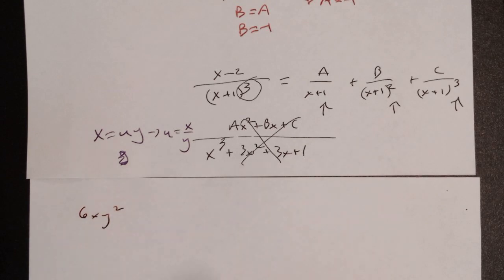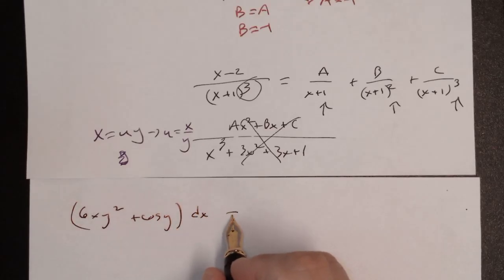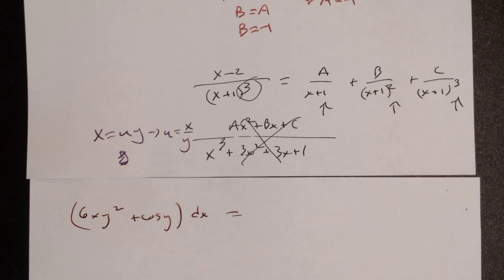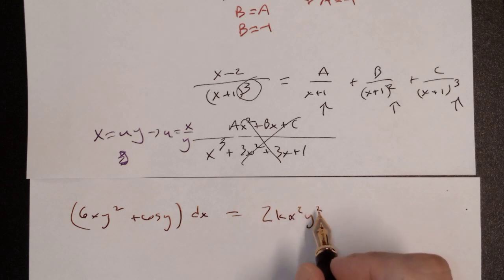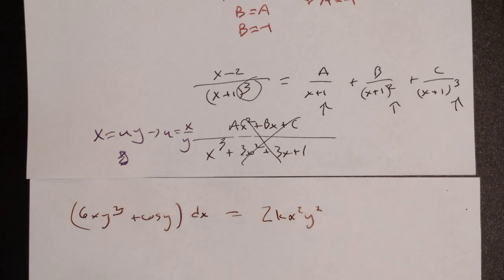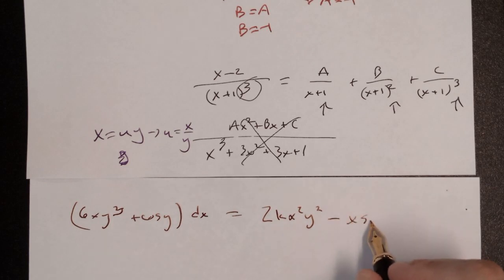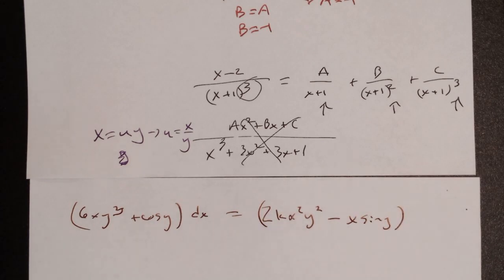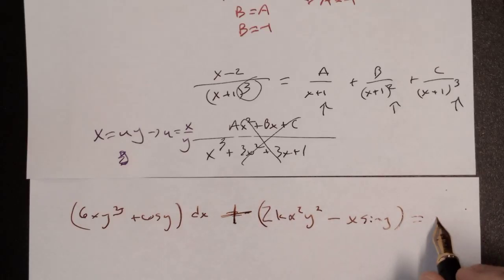6xy squared plus cosine y dx equals 2k x squared y cubed. Oh, in the first part. Good catch. 6k x squared y squared minus x sine y. Oh, that's not an equal sign, that's a plus sign in the middle there. Plus sign equals 0. And we want to know how to make this equation exact, right?